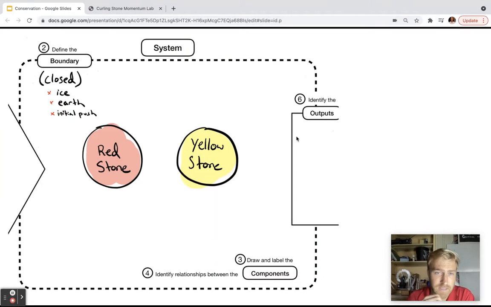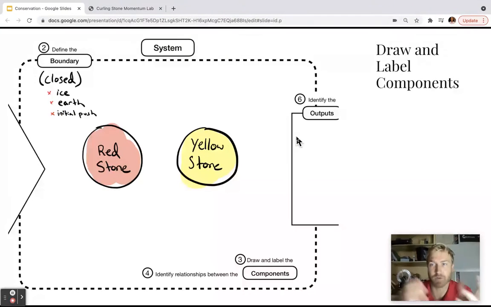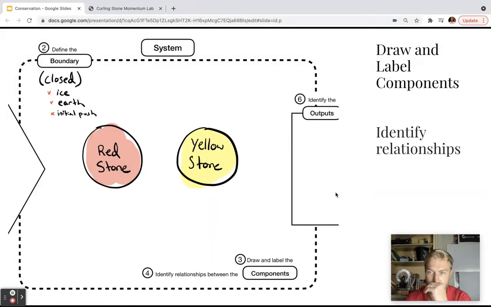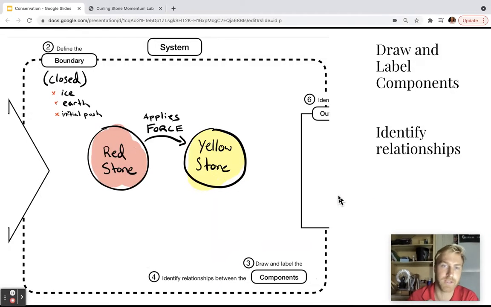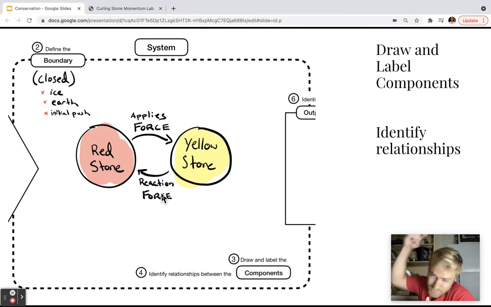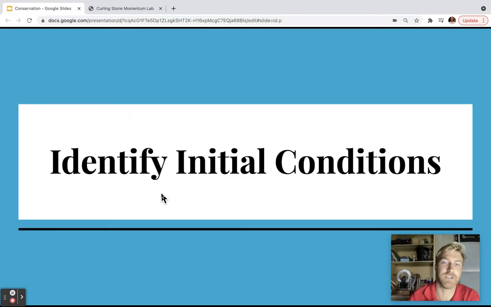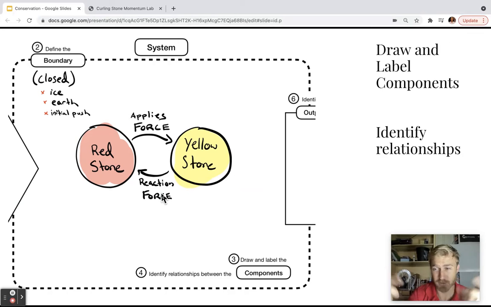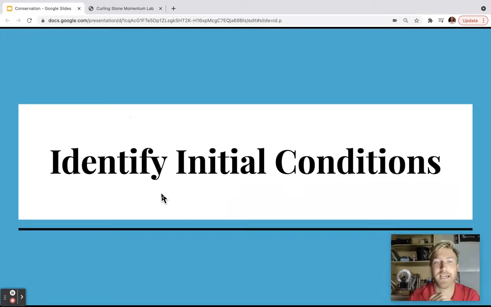Good. The next thing we want to do is draw and label the components. So we have a red stone and we have a yellow stone. They're drawn, and we want to identify the relationships that they have with one another. So the red stone hits the yellow stone, it applies a force, and the yellow stone hits the red stone. That's a reaction force. That's a force pair, Newton's third law. For every action, there is an equal and opposite reaction.